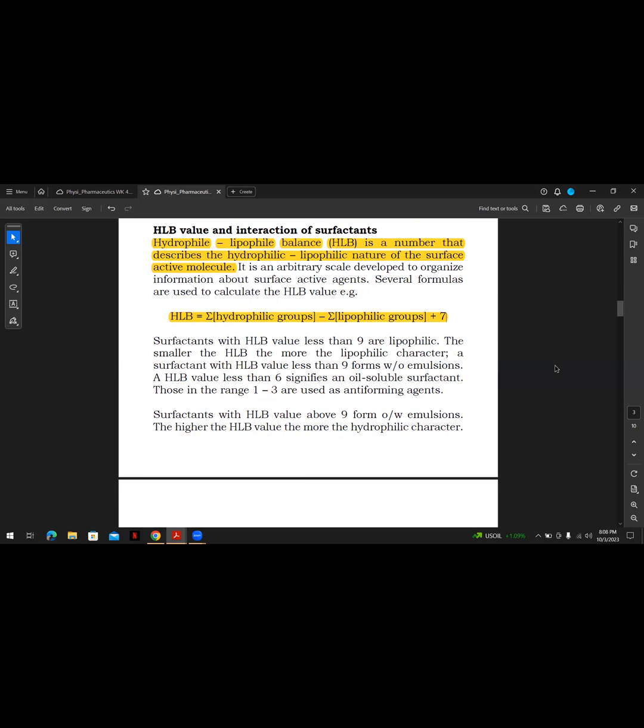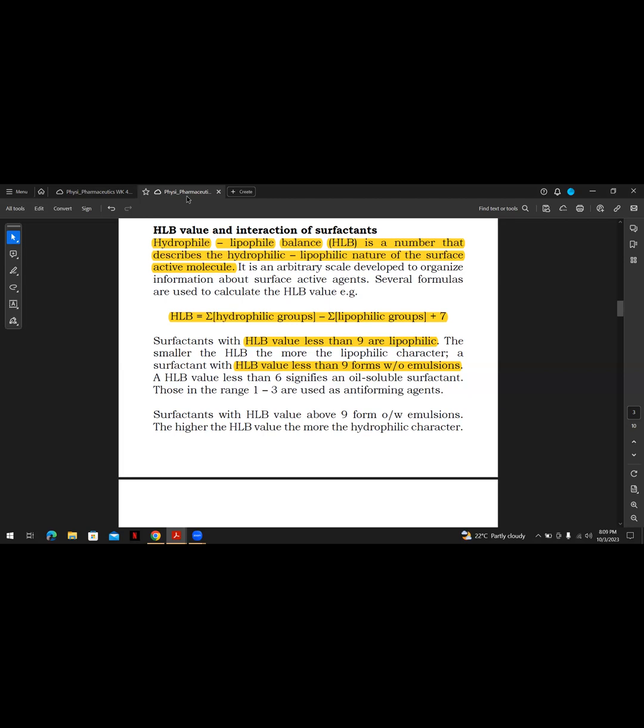Surfactants which have an HLB value less than 9 are lipophilic, which means that if there was a water-oil interface, most of them would go into the oil. The smaller the HLB value, the more lipophilic the character. So 9 and below. The lower you go, the more lipophilic groups there are. A surfactant with an HLB value less than 9 forms water-in-oil emulsions. Okay? I hope you are getting that. Is that making sense, guys?